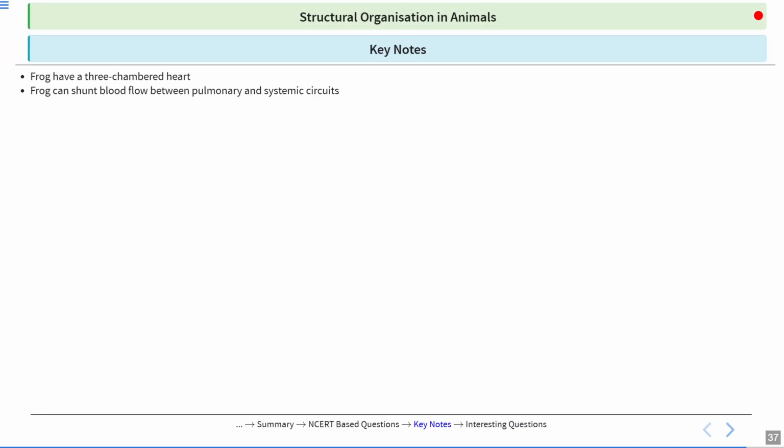Keynotes. Frog have a 3-chamber heart. You have to remember this. Okay. Frog can shunt blood flow between the pulmonary and systemic circuits.